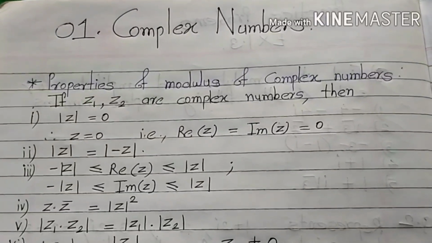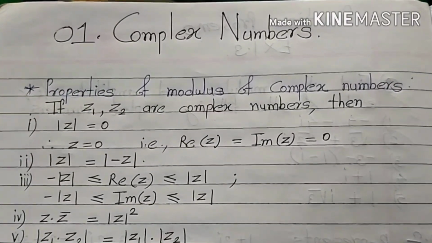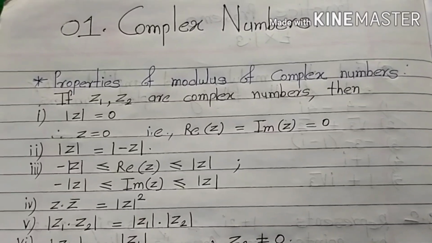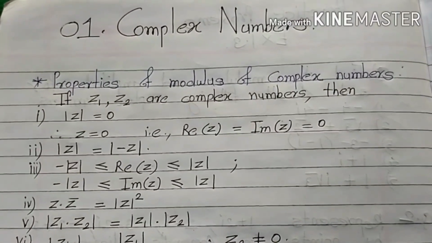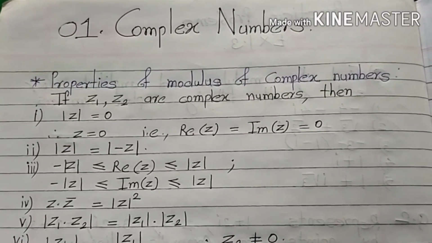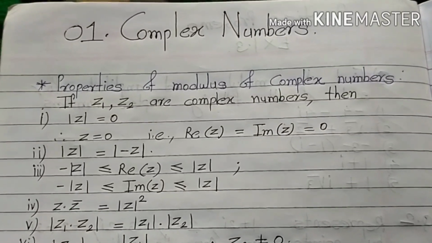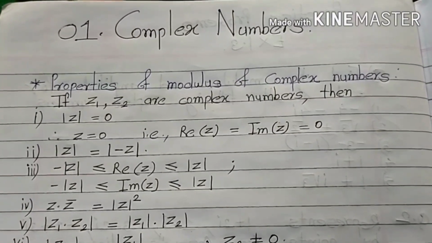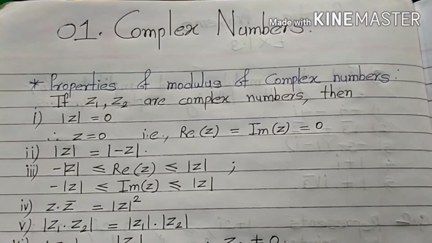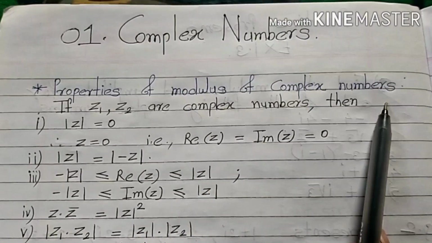Good morning students. Yesterday we saw modulus and argument of a complex number, also the Argand diagram, polar form and exponential form of a complex number. Today we discuss the properties of the modulus of a complex number.